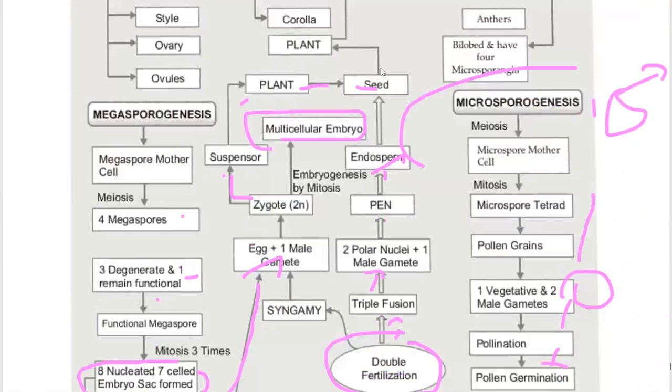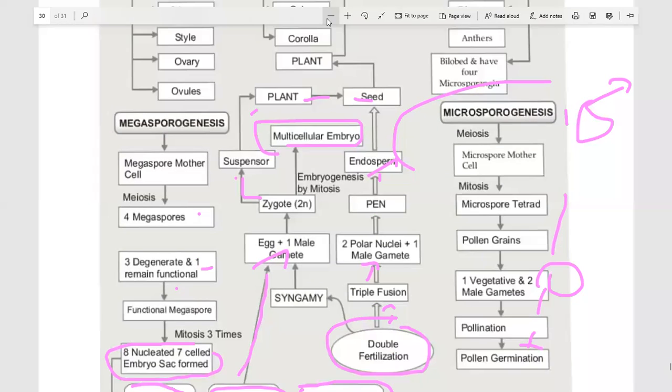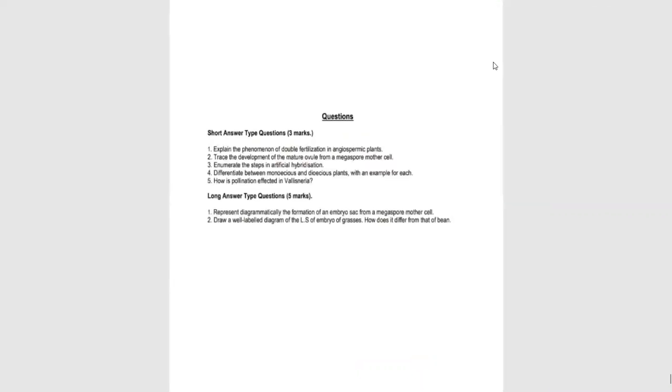processing. This is the flowchart of this chapter. These are some special questions which were asked previously. So this was our chapter number 2.